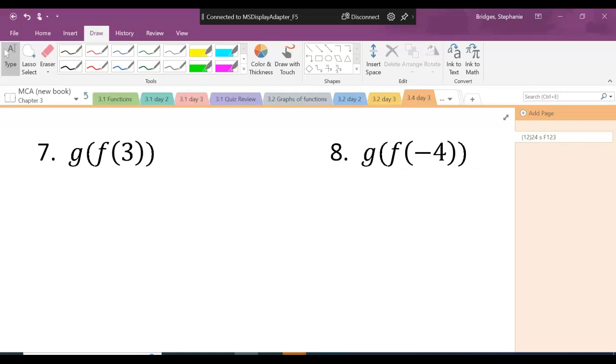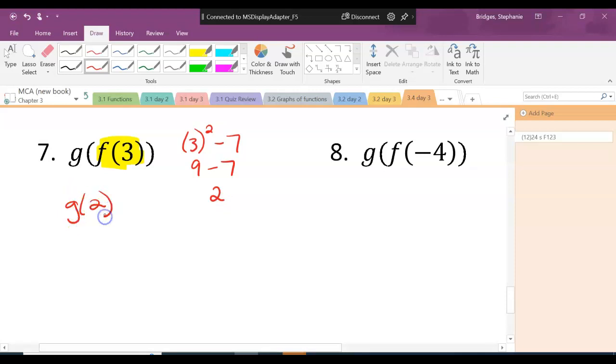Where do I start with number 7? What do I plug in first? 3 into f. Yep, we start on the inside and we work our way out. So f again is x squared minus 7, so x is my 3 squared minus 7. That's going to be 9 minus 7, which is 2. And then I'm going to take that 2 and plug it into the g function. And g is 5 minus x squared. What is 2 squared? And 5 minus 4 gives me a final value of 1. Anybody have any questions?